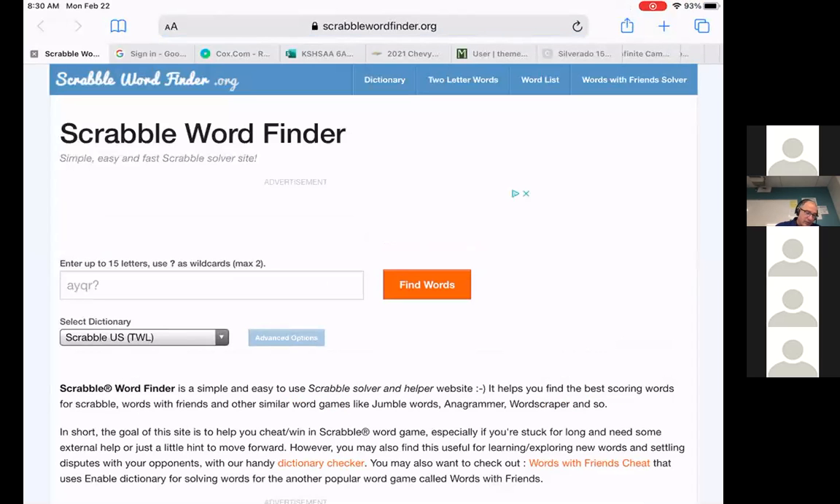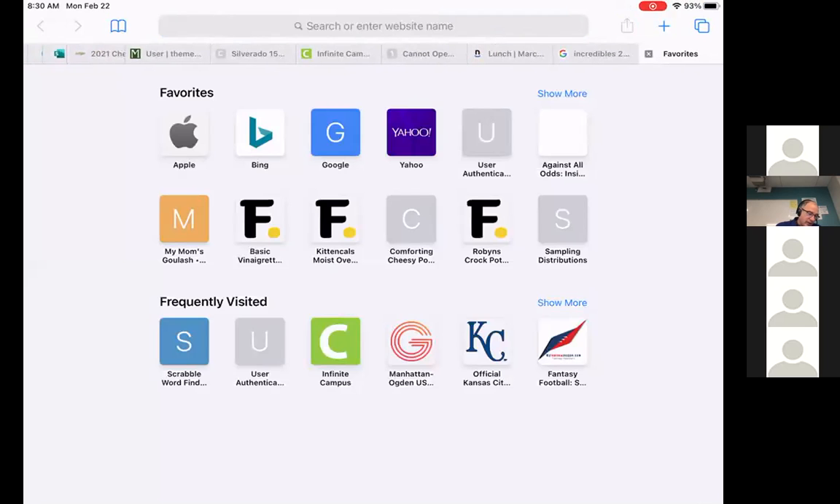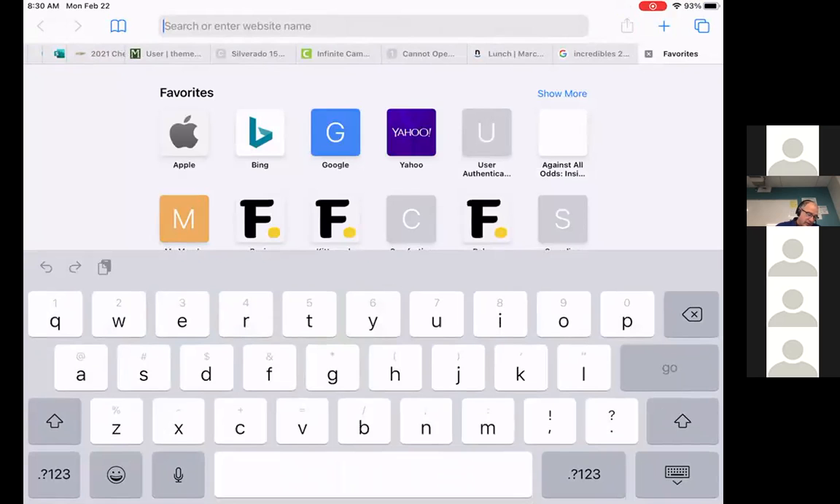Uh-oh, you can see that I cheat when I play Words with Friends. Scrabble word finder. All right, so we're going to add.